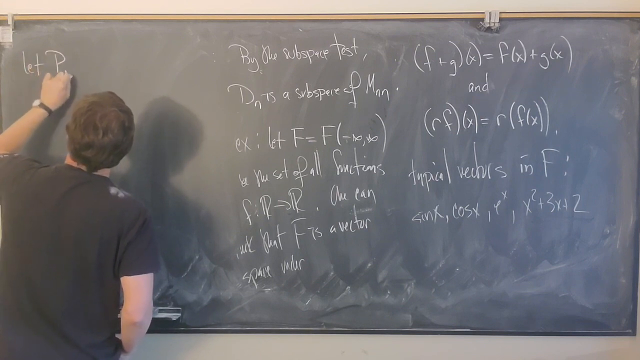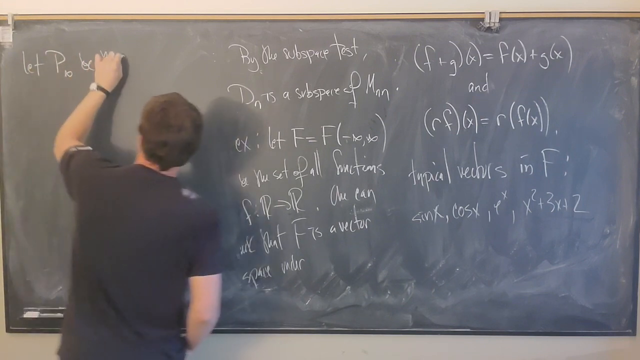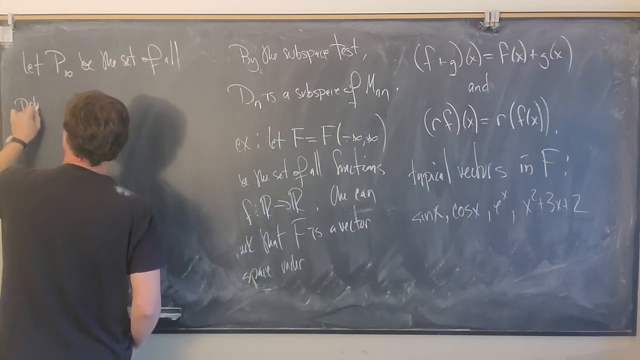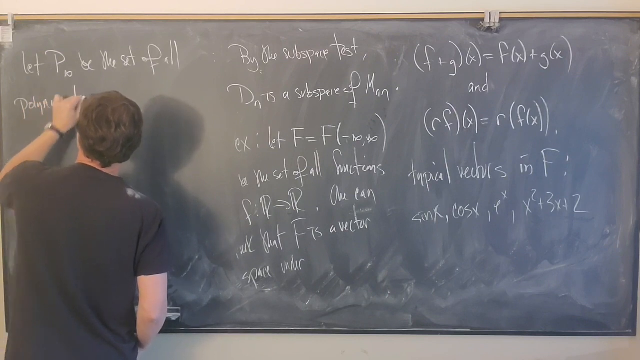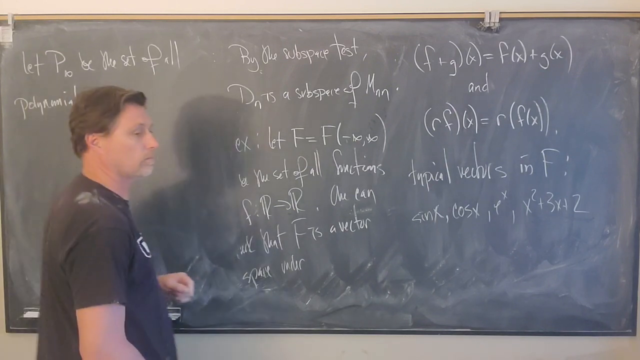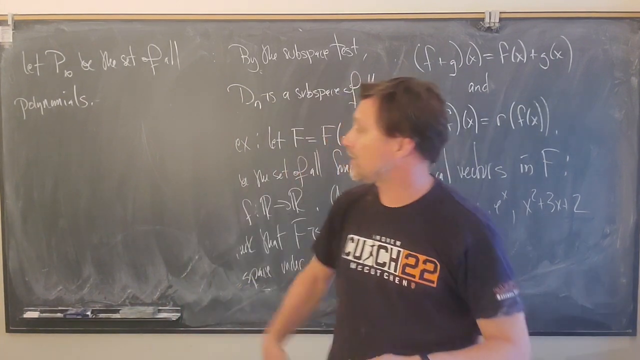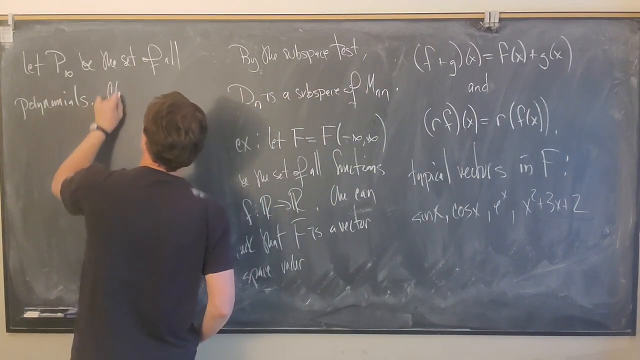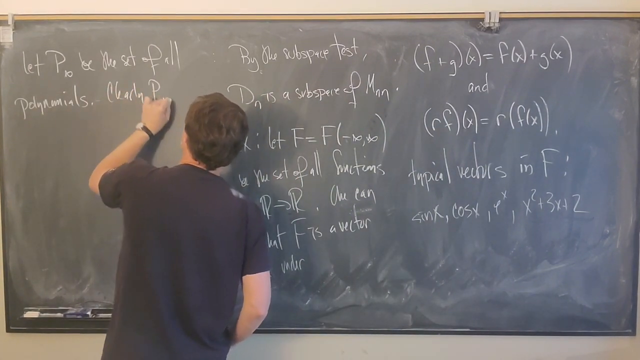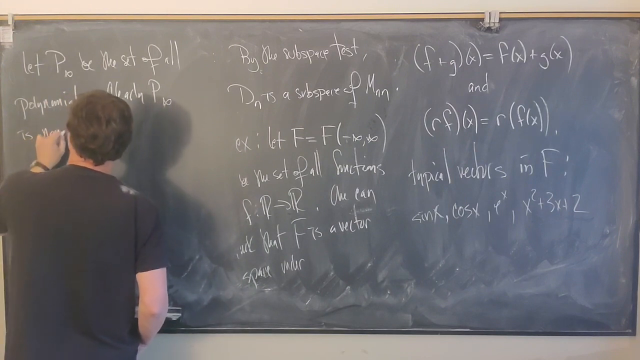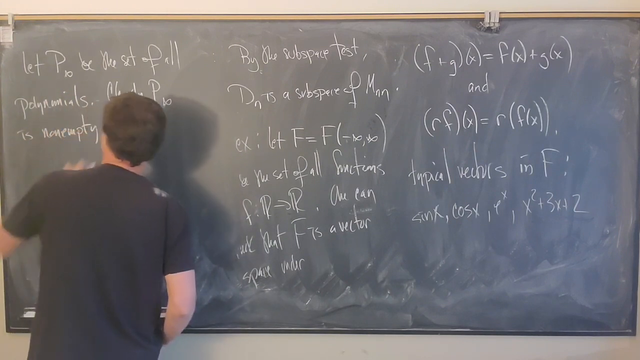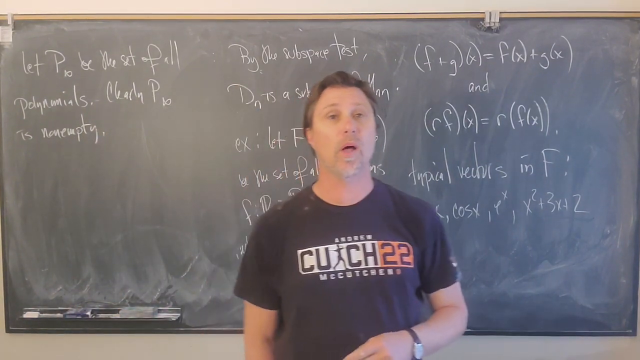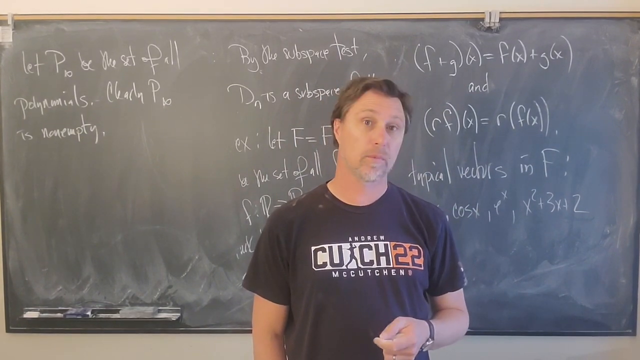So let's let P sub infinity be the set of all polynomials. There's definitely at least one polynomial in this set P infinity. In fact, there's an infinite number of polynomials. So we'll say clearly P sub infinity is non-empty. Let's see what happens if you take two polynomials and add them together. What do you get? You get a polynomial.